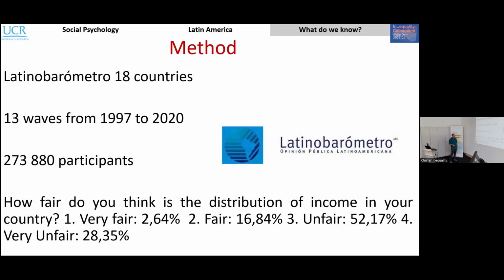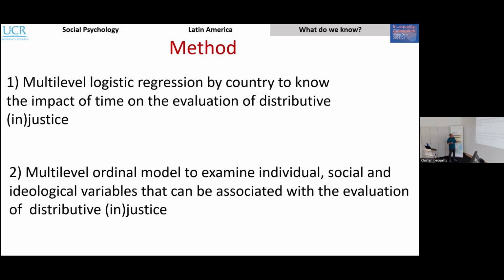As you can see, most people evaluate inequality as unfair. This is very constant over time. Again, we use multilevel logistic regression to model time, and we use an ordinal model to model individual, social, and ideological variables in these relationships.